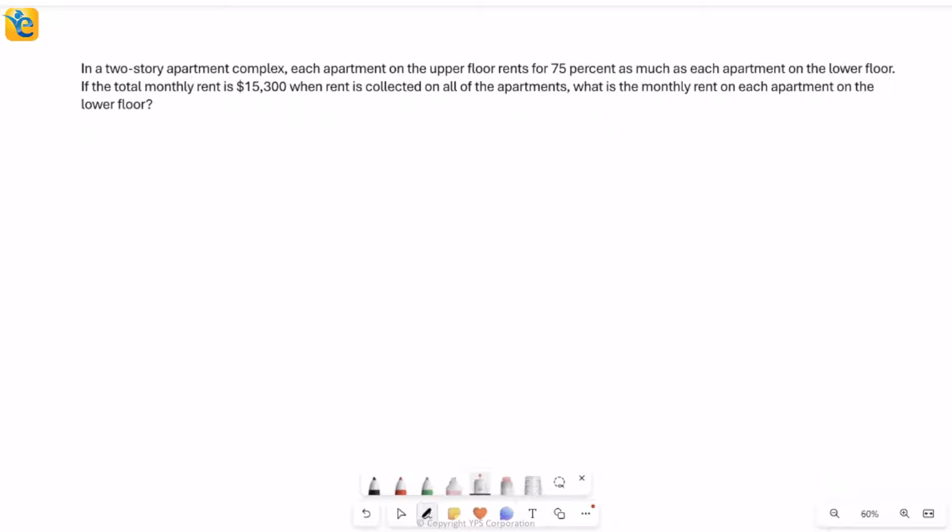All of this information is about a certain two-story apartment complex. There's information about the upper floor and about the lower floor and about the apartments that are there on each floor. It's about renting and what is the total rent collected and everything. So we'll read this and translate it slowly.